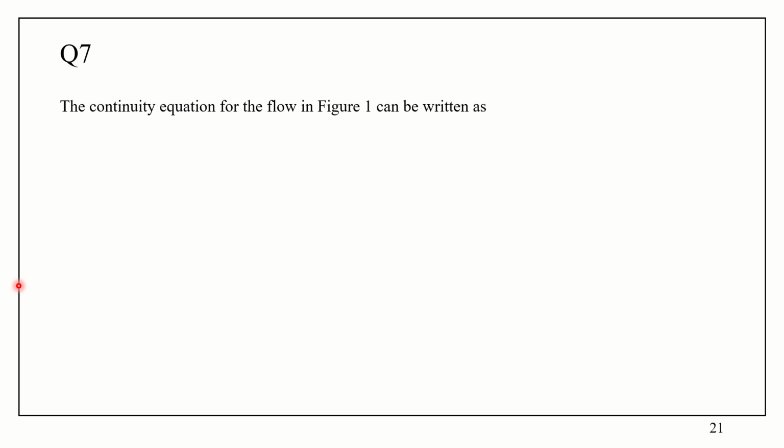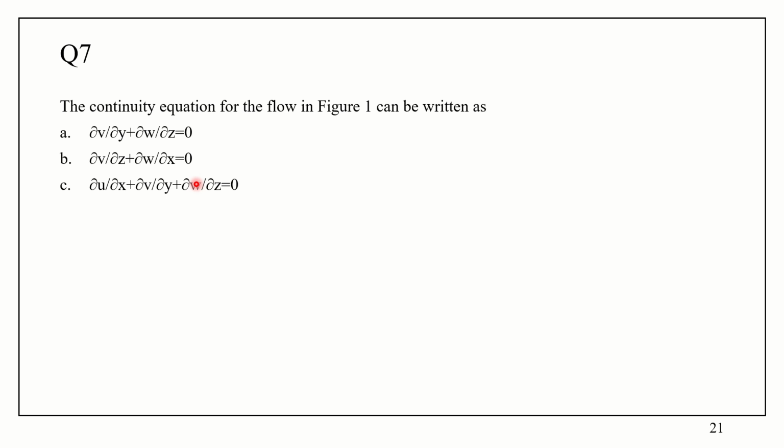The continuity equation for flow in figure 1 can be written as dash. Option A, dou V by dou Y plus dou W by dou Z equal to 0. Option B, dou V by dou Z plus dou W by dou X equal to 0.